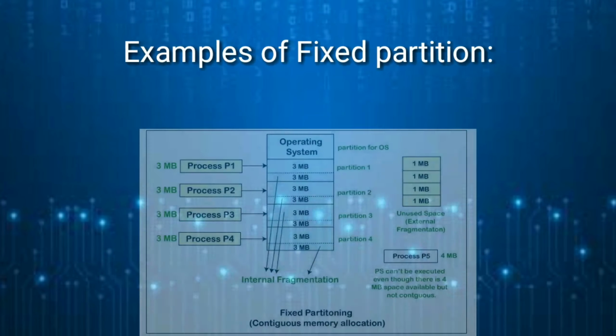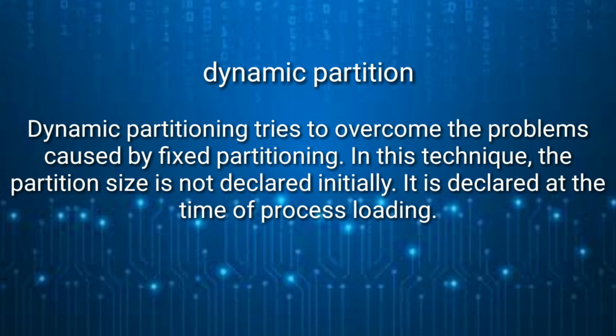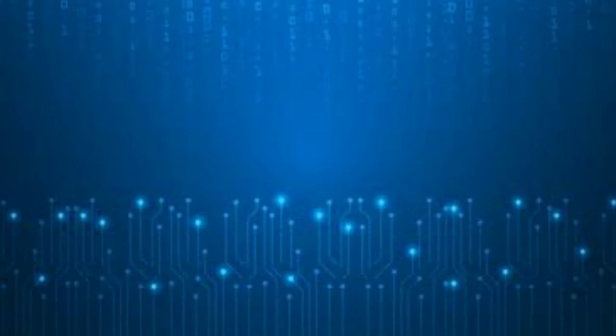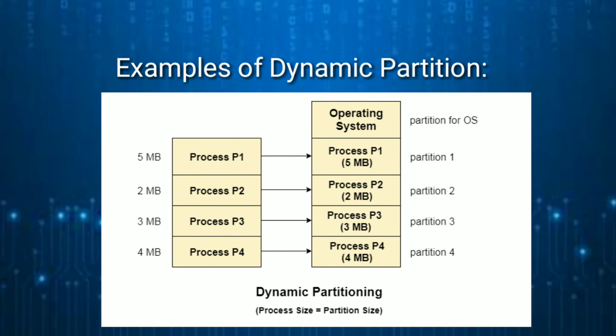Next is the dynamic partition. Dynamic partitioning tries to overcome the problems caused by fixed partitioning. In this technique, the partition size is not declared initially. It is declared at the time of process loading. The first partition is reserved for the operating system. The remaining space is divided into parts. The size of each partition will be equal to the size of the process. The partition size varies according to the need of the process so that internal fragmentation can be avoided. Examples of dynamic partition.